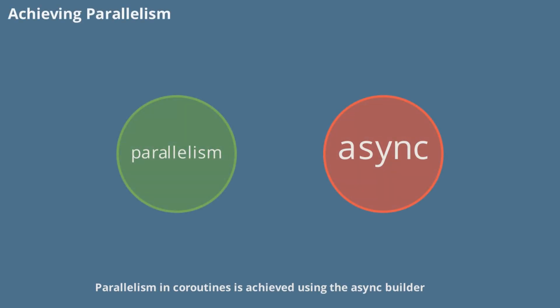Parallelism in coroutines is achieved using the async builder. Launching multiple async coroutines allows tasks to run concurrently, and await retrieves their results when needed. This approach is ideal for scenarios where multiple operations, such as network and database calls, need to be performed simultaneously and their results combined efficiently.